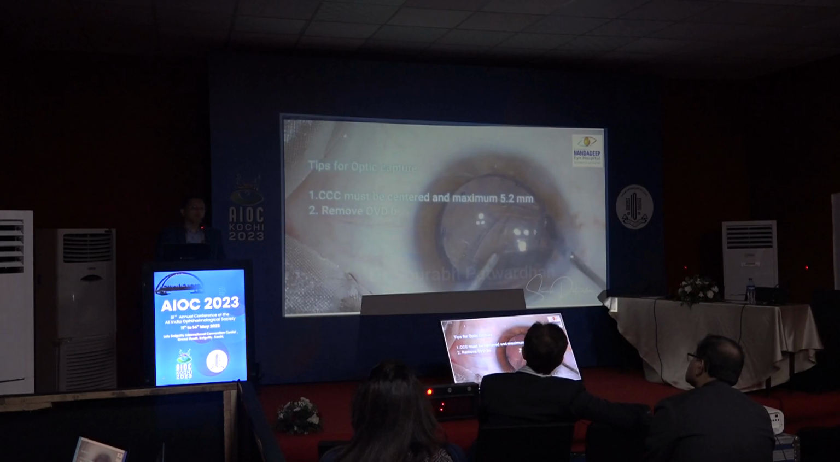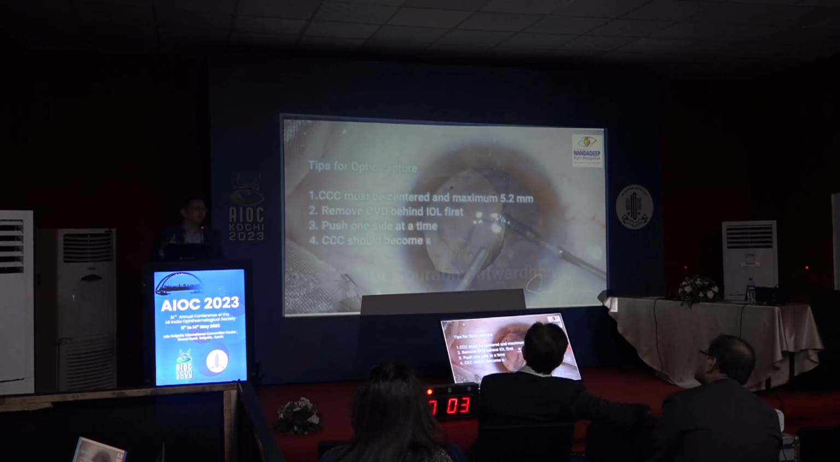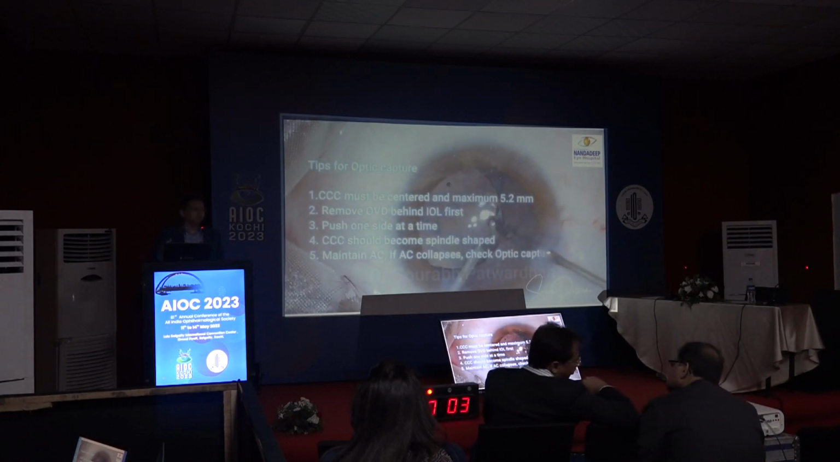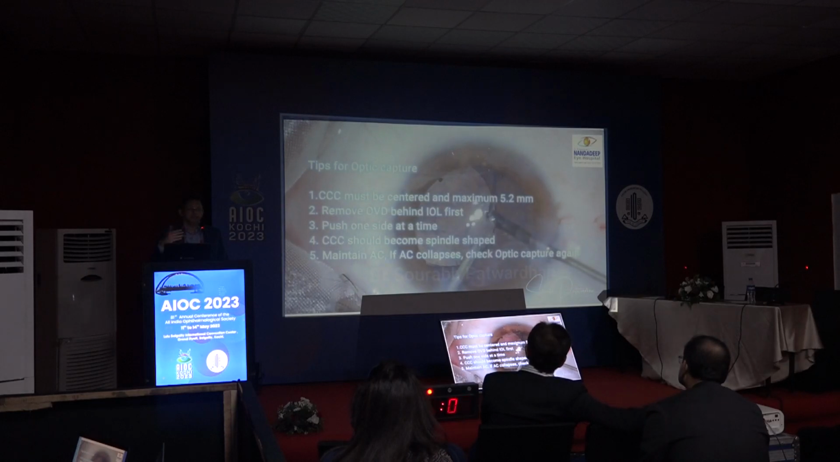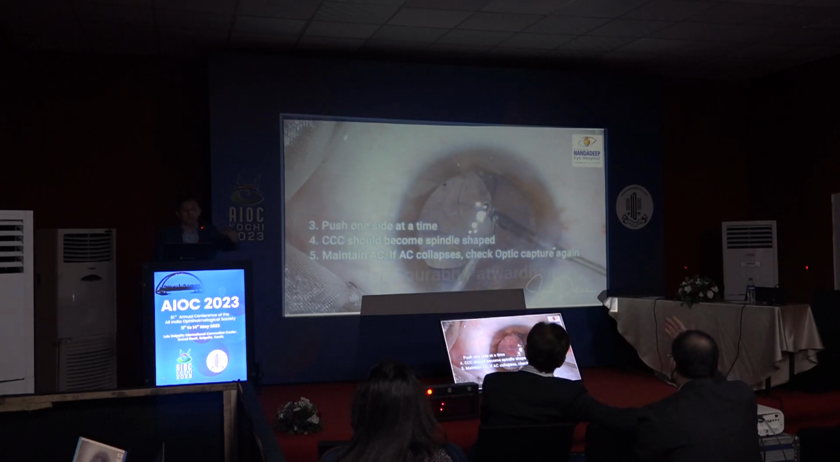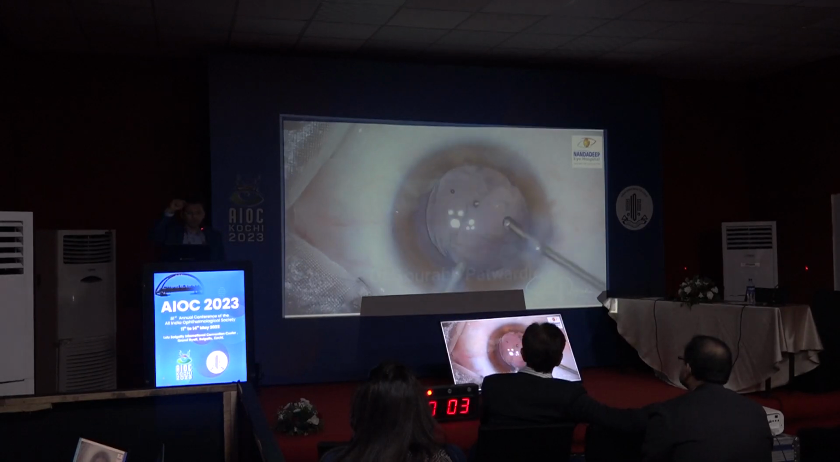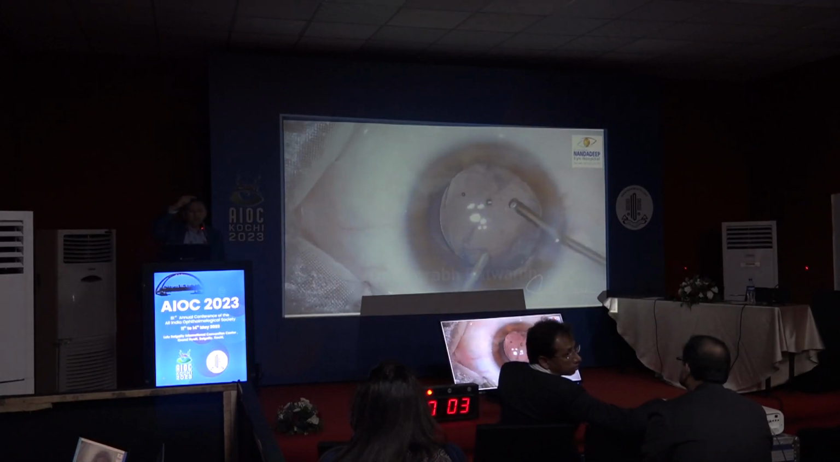Okay, now to do the optic capture, again the CCC should be well centered. Now you go ahead with the vitrectomy probe, or vitrectomy probe and irrigation, and remove the vitreous or viscoelastic which is there behind the optic, behind the IOL. Now you have to push this optic through the CCC margin. The mistake commonly done is that you try to push at the center. Don't do that. Push at one end first.